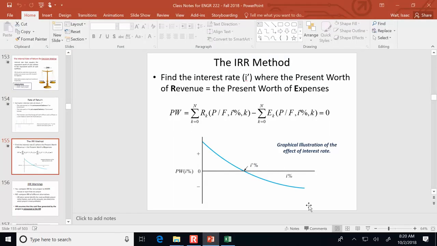Graphically, we had one value that was negative and one value that was positive. Well, we could trace that curve by putting in lots of different interest rates, and what we'd see is there's some point that is associated with the zero present worth, and that is the internal rate of return that we're talking about.